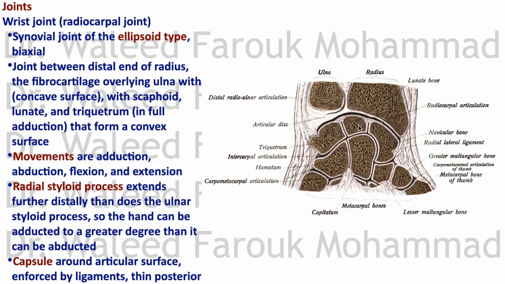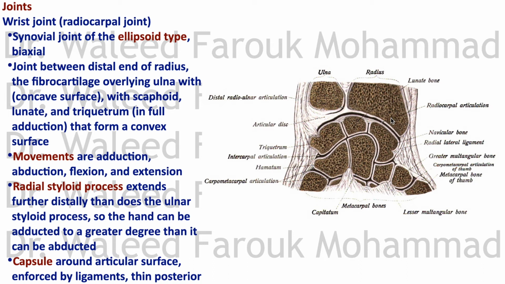So scaphoid, lunate, and triquetrum. Movements: adduction, abduction, flexion, and extension. And the sum of all these movements is circumduction, but it's not an individual movement. The radial styloid process extends more than the ulnar styloid process laterally, so this limits abduction more than adduction. So adduction is to a greater degree than abduction at the wrist joint.